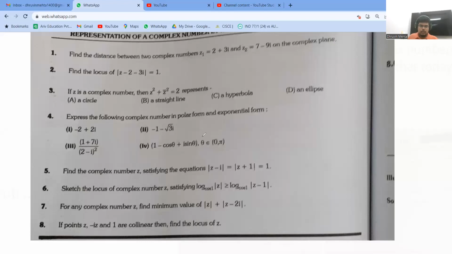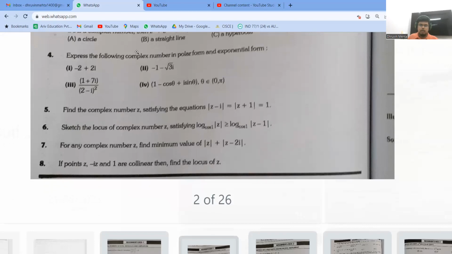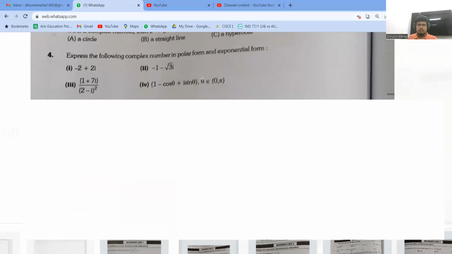So Arush, question number 4. Express the following complex number in polar form and exponential form. Exponential form is Euler's form. So let's do one thing. We will directly take the third subpart of question 4. We have z is equal to 1 plus 7i upon 2 minus i, the whole square.